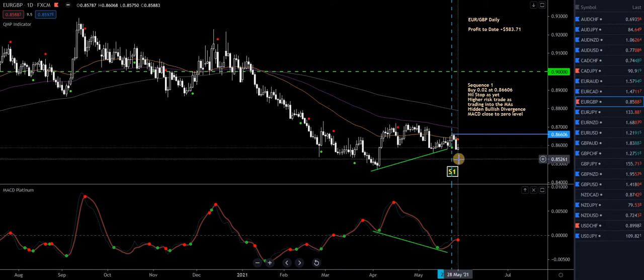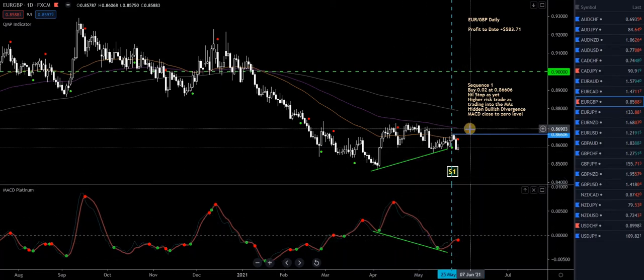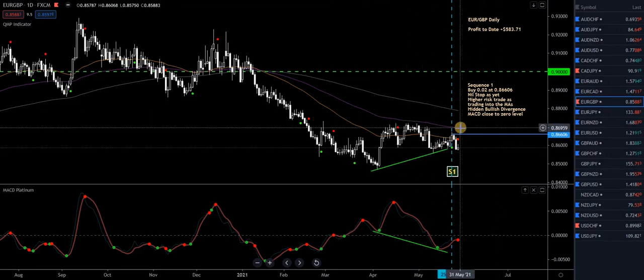So on Monday I'll be taking a hedge sell on this. MACD Platinum still below the zero level, started off with hidden bullish divergence, so I'll see the sequence out and we'll see how we go. So that's the Euro pound, Monday taking a hedge sell.